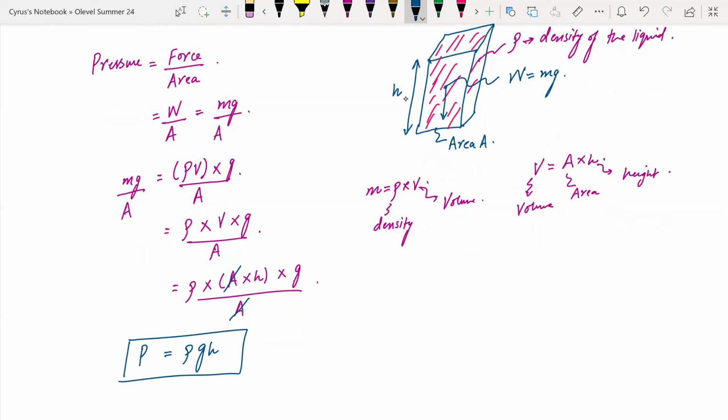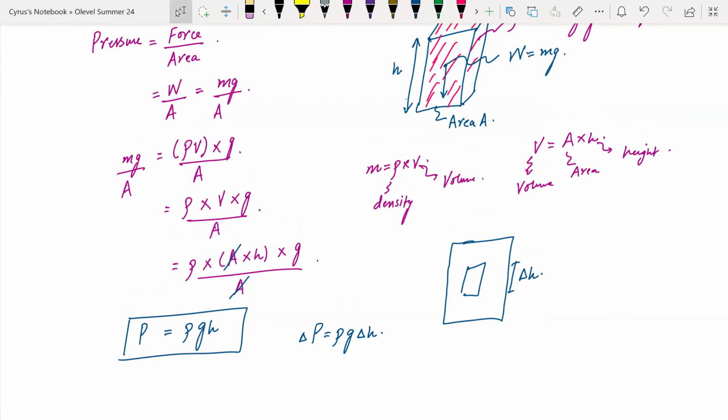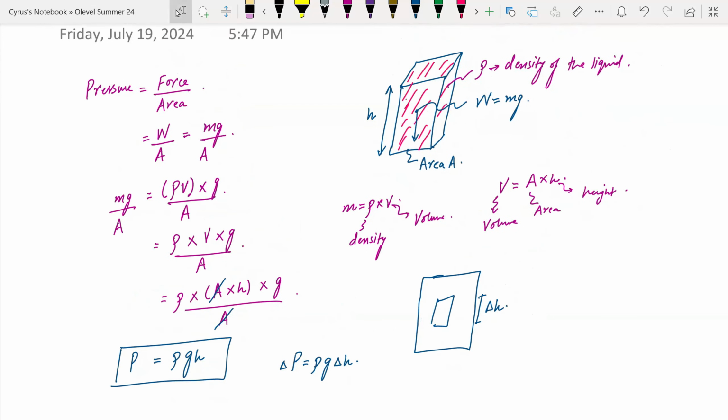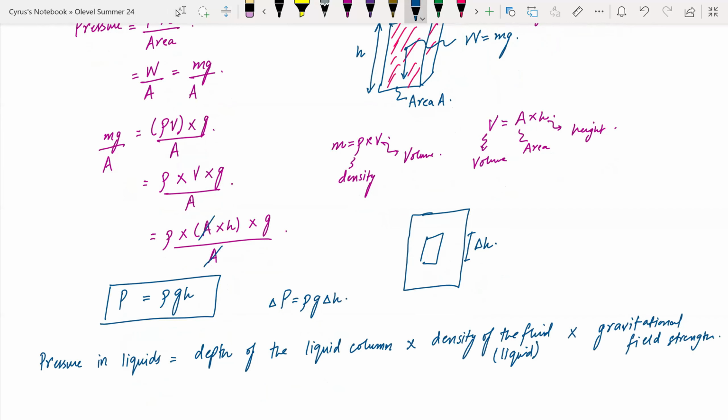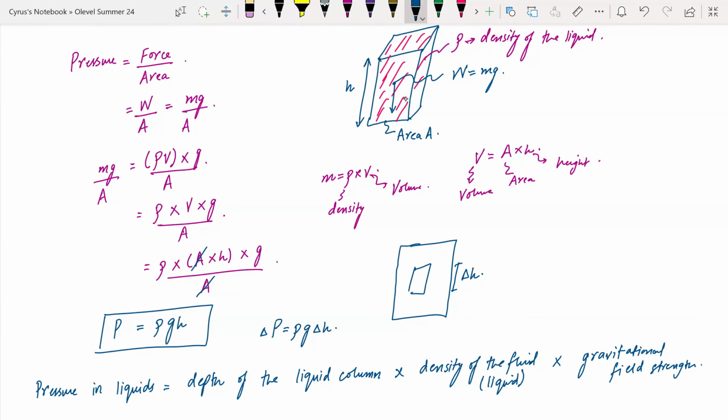अगर आपने किसी लिक्विड में से एक कंटेनर लिया होता, तो आप वहां पे हाइट को डेल्टा एच लिख सकते थे. तो आप यहाँ पे एच का डेल्टा एच लिख लेंगे, तब भी आपके पास change in pressure is equal to rho g delta h आ जाएगा. So this tells us that pressure depends on three things: the density of the liquid or the fluid, the depth of the liquid column, and the gravitational field strength. These three things are responsible. Area देखें, area कहीं पे भी इसमें use नहीं हुआ. Area cancel out हो गया. Area has been cancelled out.